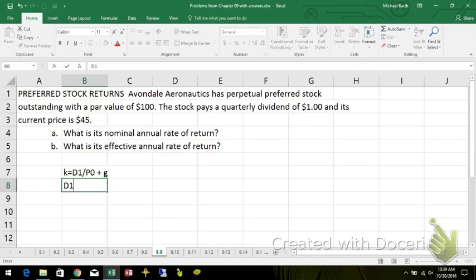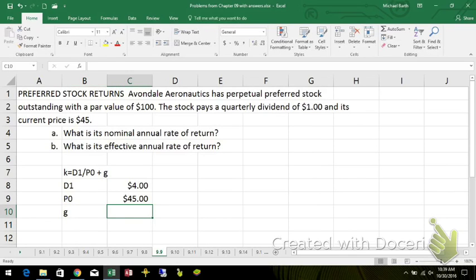Okay, so D1 would be, if it pays a quarterly dividend of $1, that's 4 times a year, so $4. It has a price today of $45, and the long-term growth rate is 0%. All right, same dividend each and every period. So to solve for the rate of return, it would be D1 over P0.